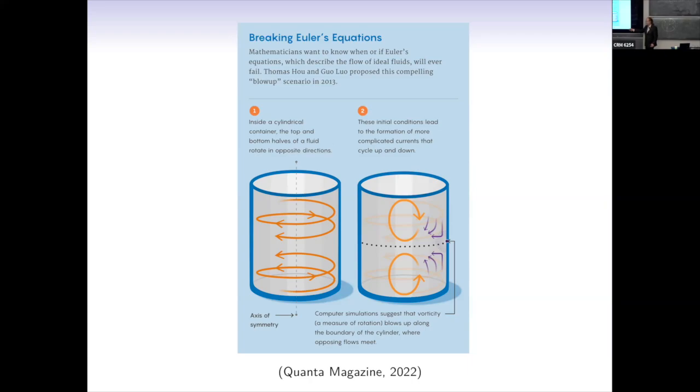The fluid is confined to the interior of the cylinder. You also have odd symmetry with respect to Z, so that you have two spinning halves in opposite directions. They create secondary currents, and then this produces that the vorticity, which is the curl of the velocity, is going to develop as time goes by. It's going to get bigger and bigger and bigger, and we develop a singularity on the boundaries.